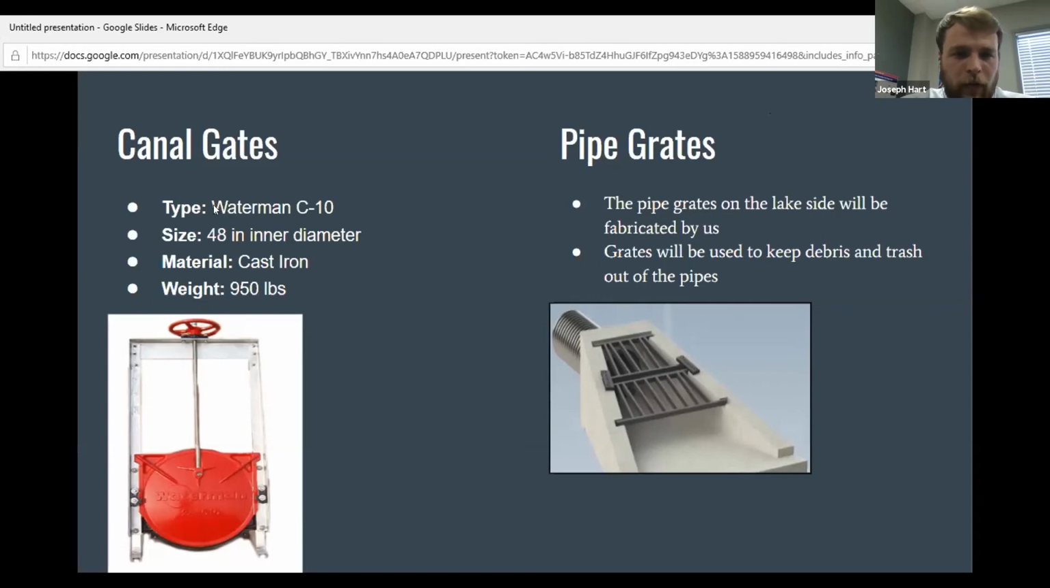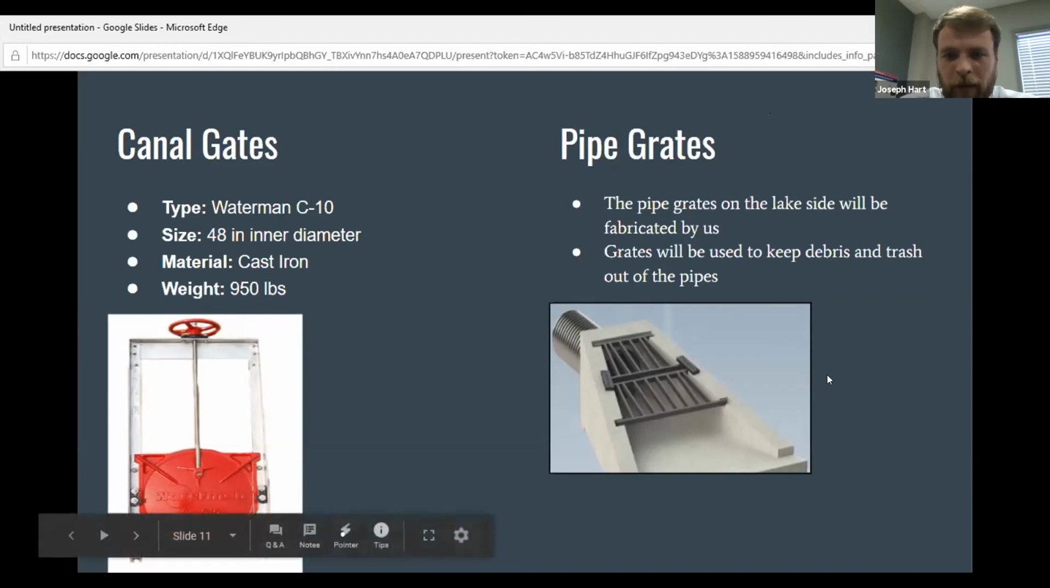Here's a little bit about them. They're Waterman C10, 48-inch diameter, obviously matching the pipes. They weigh 950 pounds, very heavy. And then the grates, which will be going on the lake side, they're mainly there to prevent trash and sticks and limbs from getting into the pipe and clogging it up. They're just going to be fabricated out of steel and then placed onto that head wall that Edward talked about.